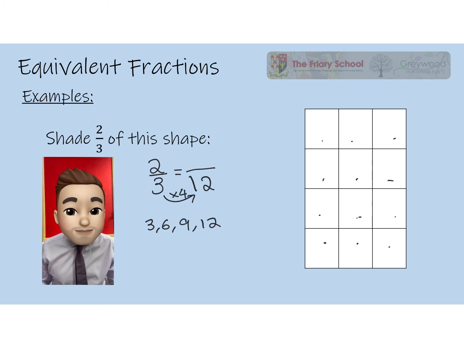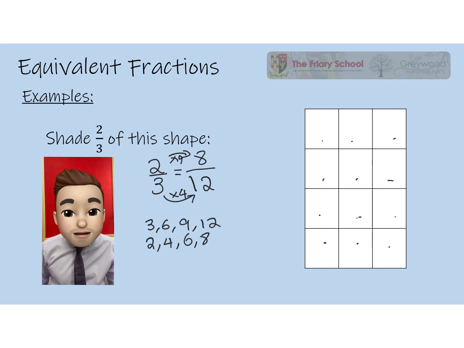So if I've multiplied the denominator by 4, I must also multiply the numerator by 4. So 2 times 4 will be 2, 4, 6, 8. So shading 2/3 of the shape is the same as shading 8/12 of the shape. So I'm going to shade in 8 parts of this shape here.